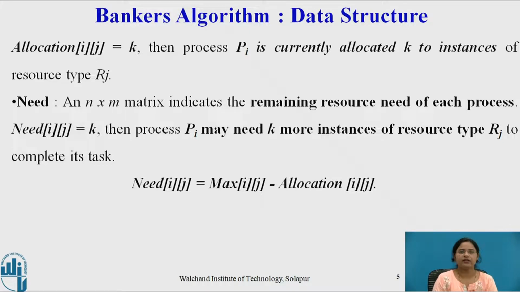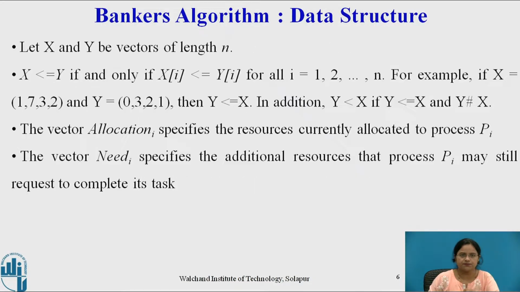Need is calculated using Max minus Allocation. Max is what? Max is the maximum need of that process, so the total need of the process. Allocation means what? Out of that total need, how many resources are allocated. So, total minus how many are allocated gives the Need matrix. So, Need is calculated as Max minus Allocation.